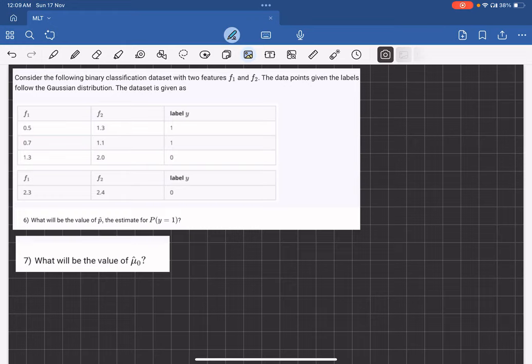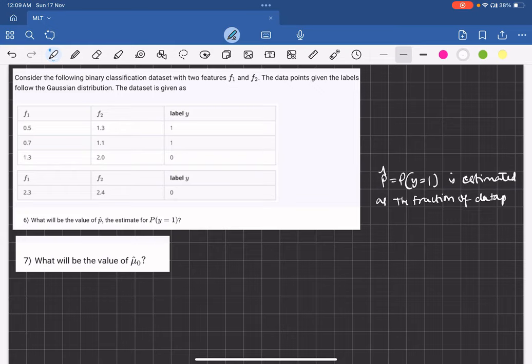And it's given that the data points given the labels follow a Gaussian distribution, okay? And we are given the data set. So the first question says what will be the value of p hat, which is the estimate for probability y equal to 1, right? This is a straightforward question. So p hat, or the probability y equal to 1, is estimated as the fraction of data points which have label 1.